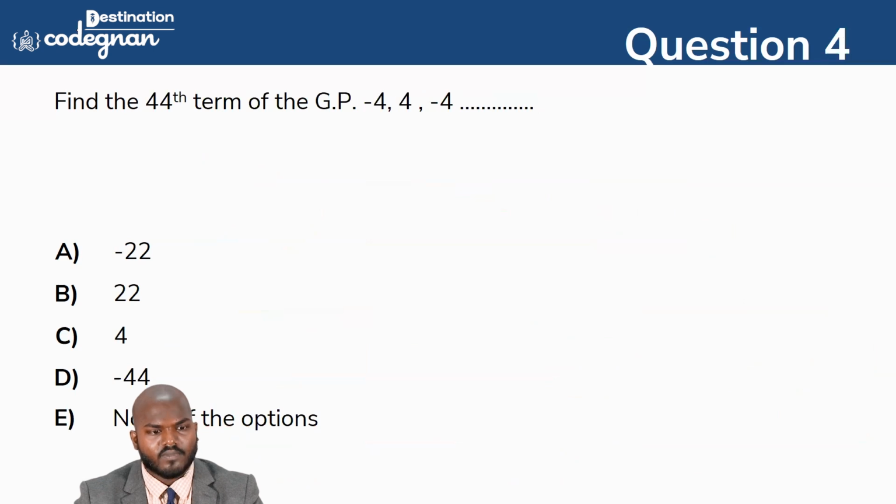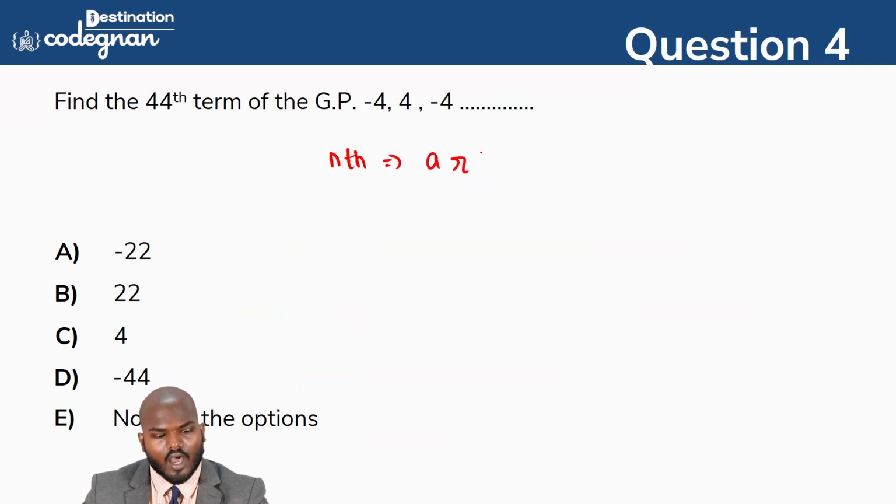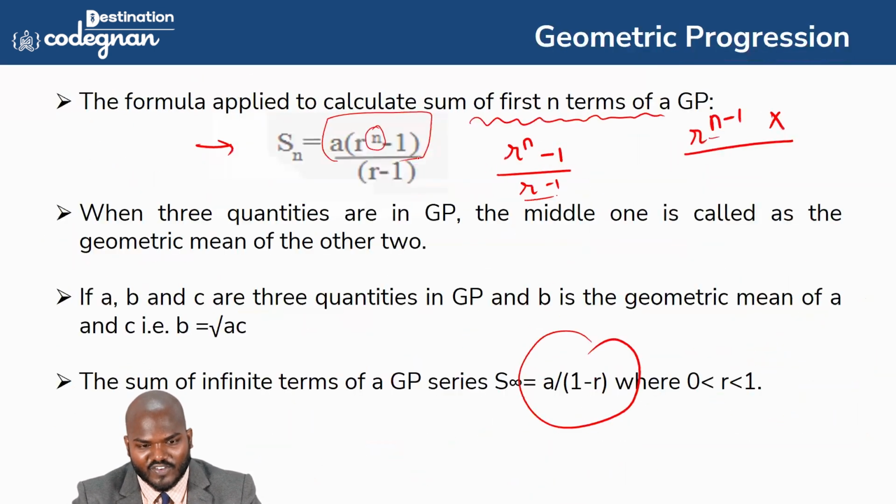You see this one: find the 44th term of the GP that is minus 4, 4 and minus 4. So how can you find it out? Here you need to use the one formula that I have noted down about the nth term. You just want to find it out. The nth term formula we call A R power. Everyone will be confused here in this one.